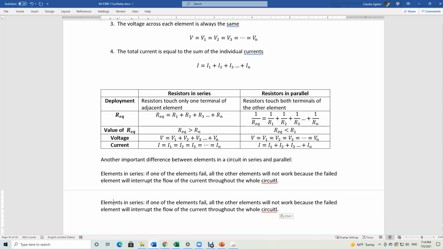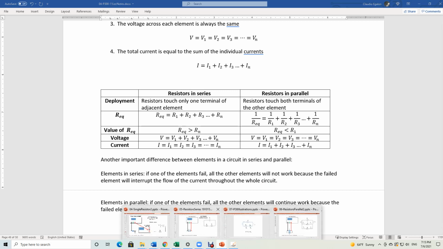Elements in parallel: if one of the elements fails, all the other elements will continue to work, because the failed element interrupts the flow of current only throughout its own branch of the circuit. Okay, you can see that. You saw that in real life, right? Now let's see that in a slide format. Here you go.